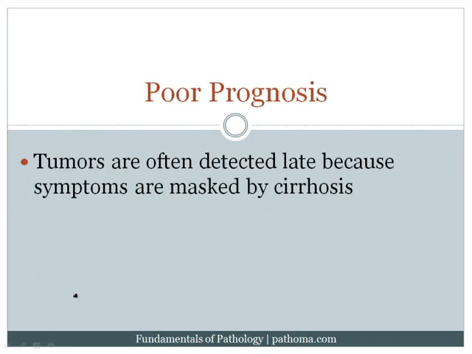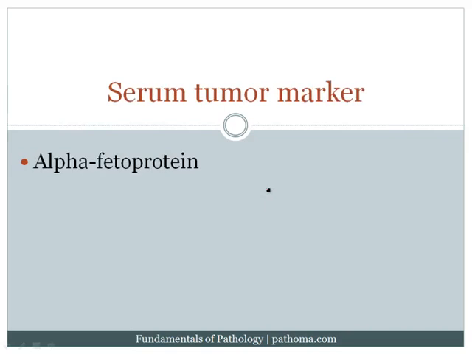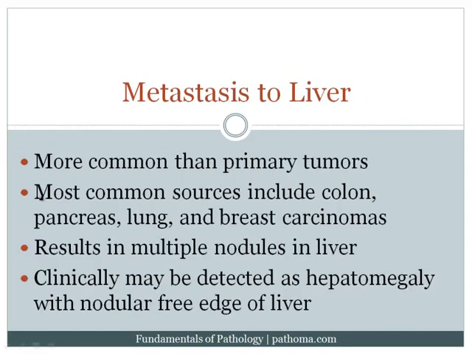Hepatocellular carcinoma has a poor prognosis, and that's because the tumors are often detected late, and that's because usually the patients have cirrhosis or some other problem in the liver, and that masks the symptoms of the hepatocellular carcinoma. One of the serum tumor markers that is useful for hepatocellular carcinoma is alpha-fetoprotein. That's important to remember.